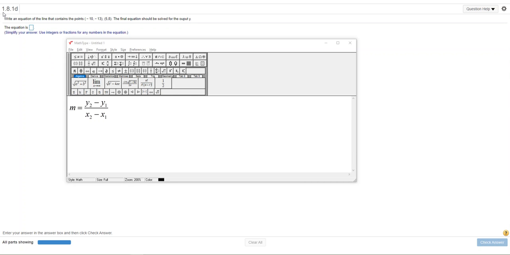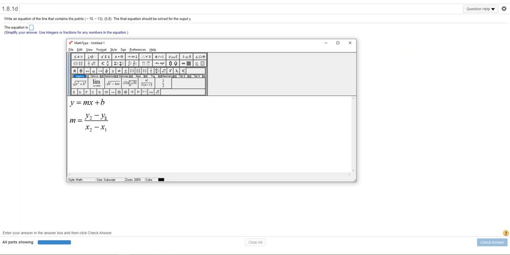This question from section 1.8 is similar to project 5, where we need to write the equation of a line that passes through 2 points. We have 2 points here, and to write the equation of the line, we know that a line can have the form y equals mx plus b. So I need to identify both the slope m and the vertical intercept or y-intercept b.